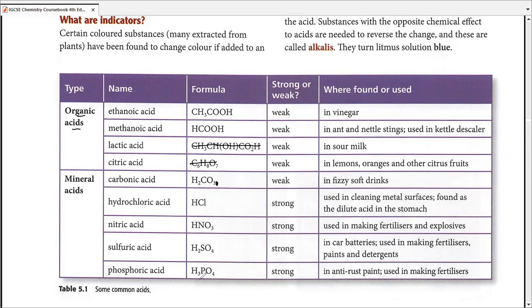Phosphoric acid is the last one on the list. H3PO4, strong acid used in anti-rust paints and also used in making fertilizers. Now, if you take a look, you will find out that most of the organic acids are the weak ones, while most of the mineral acids are strong ones.